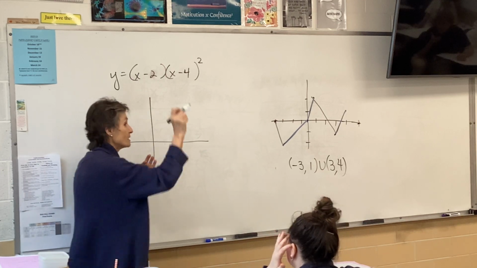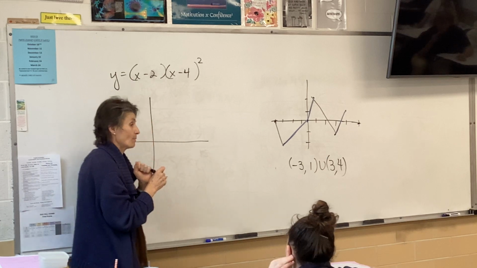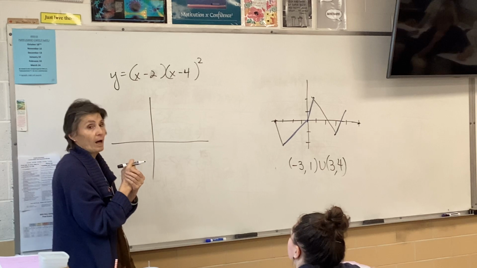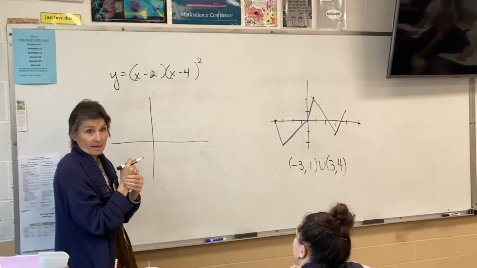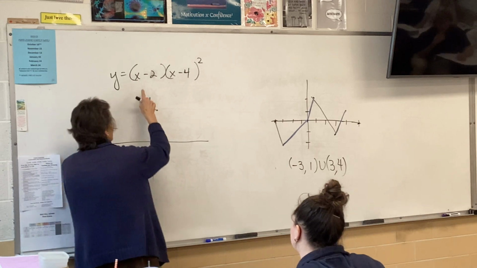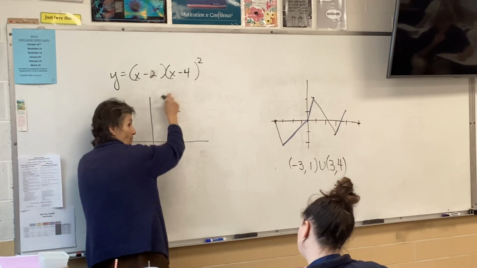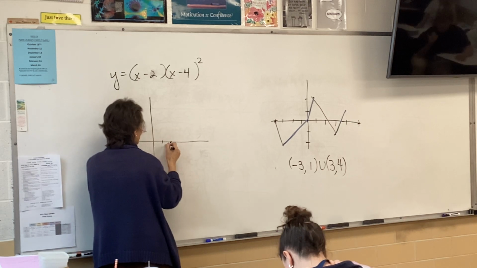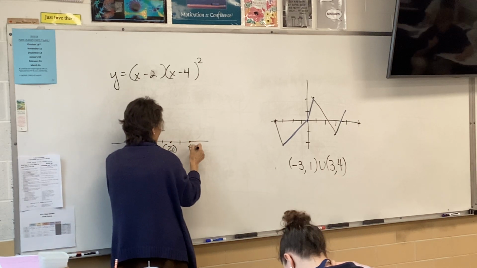Okay, Jackson's going like this. It's going to be some kind of wavy, curvy thing, right? But what do we need to do to start? Plot points on the x-axis. And where do those come from? They come from the parentheses, right? So I'm going to have a dot at 2 and a dot at 4.